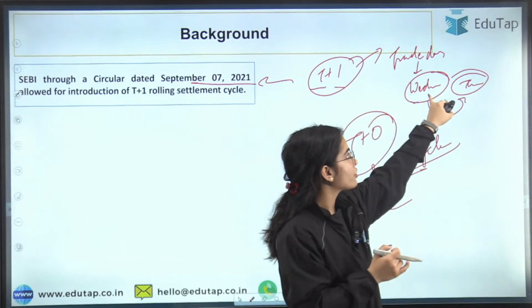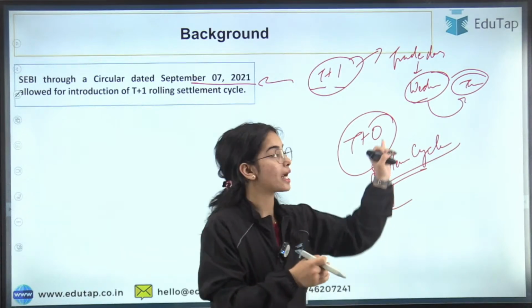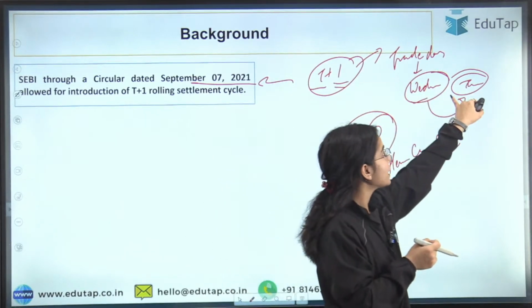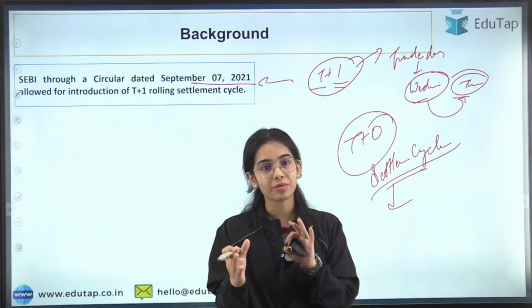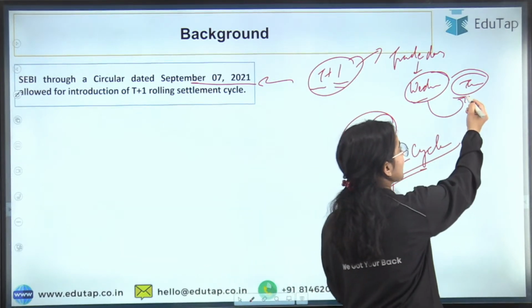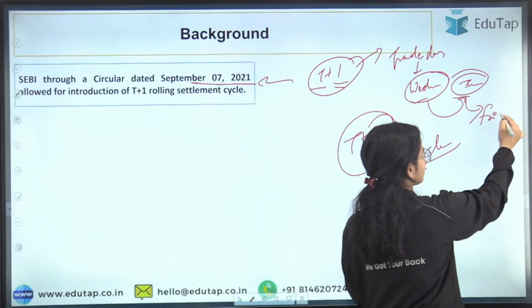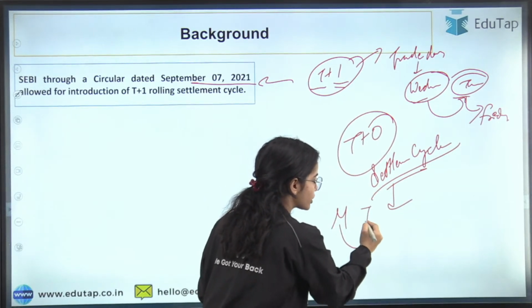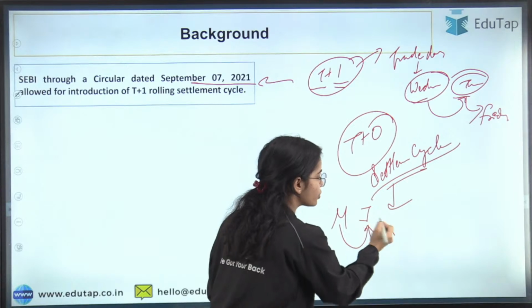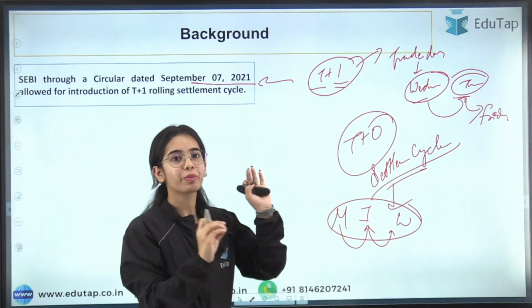On Wednesday the trade will be initiated, but on Thursday, the next day, that is the plus 1 day, the trade will be settled. So this is the kind of settlement cycle. The trade that has been initiated on Thursday will be settled on Friday, and the trade that has been initiated on Monday will be settled on Tuesday. The trade that has been initiated on Tuesday will be settled on Wednesday. So this is simple, that is trade plus 1 day.